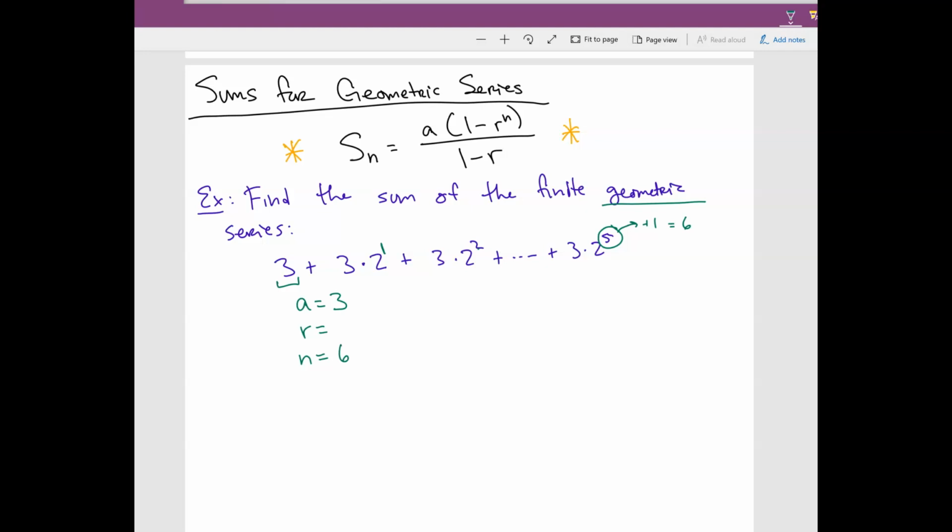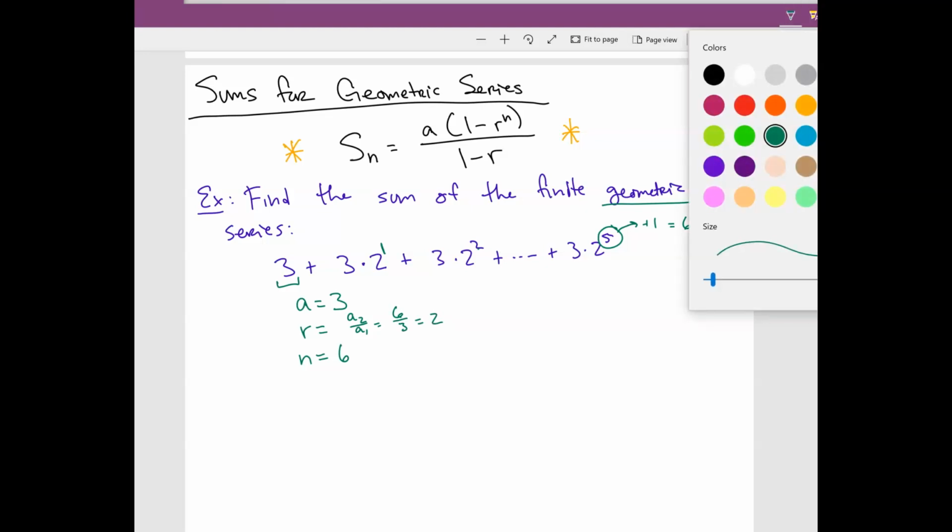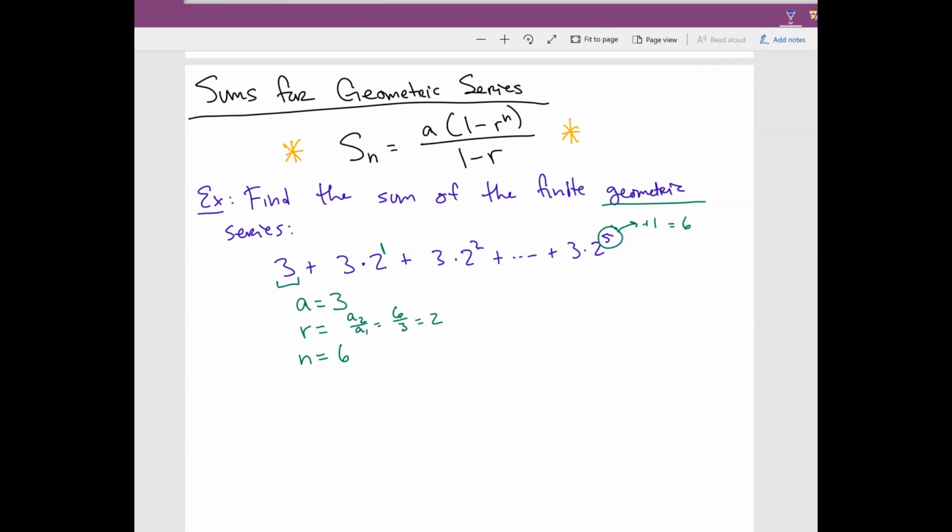Okay. And now I want to go ahead and figure out what R is. Now, a way that you can do it is take A2 and divide it by A1. So A2, I get 3 times 2, that's 6, divided by 3, that's going to give me 2. Another way that you could have done it is that because you know what geometric series look like, the base that's having the power is going to be my R, okay?